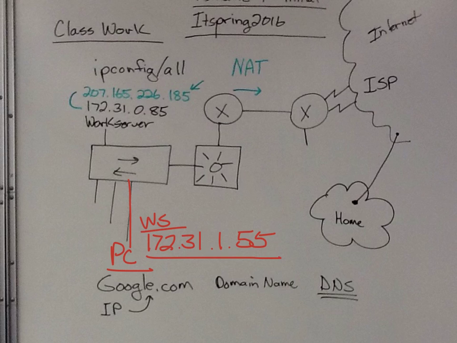Then when we went out to the internet, we all ended up with this kind of address. When we did "what is my IP" in a browser, we ended up with an address that looked like this. I'm going to write it over here on the side: 207.165.226.97, and we all had the same one.